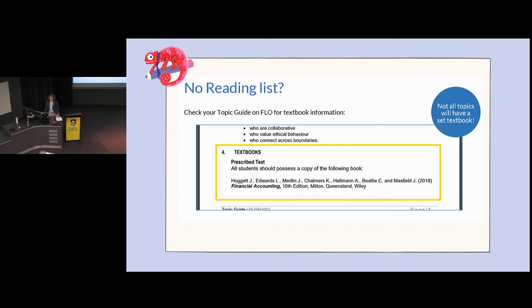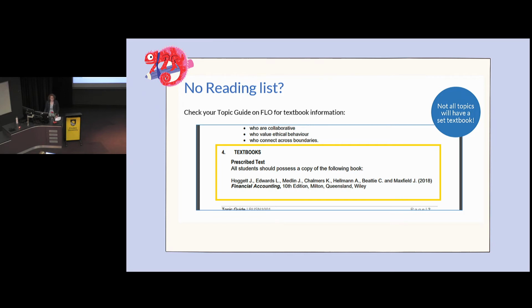If you have a look through your FLO topic and you can't find that little black and white readings list, or maybe the list is empty, check your topic guide on FLO because you may find more information in there. So sometimes they may be listed in the topic guide or the handbook instead. And not all topics are going to have a set textbook.